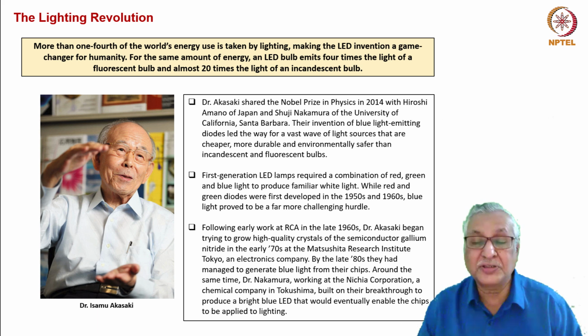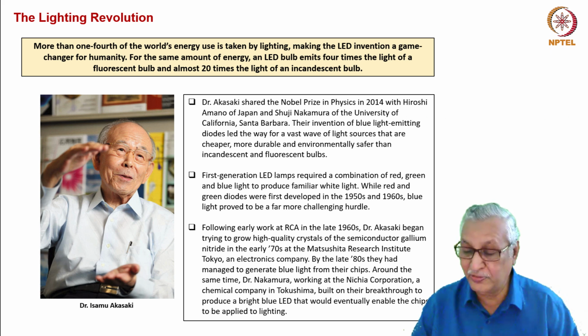By the late 80s, they had managed to generate blue light from their chips. Around the same time, Dr. Nakamura, working at the Nichia Corporation, a chemical company in Tokushima, built on their breakthrough to produce a bright blue LED that would eventually enable the chips to be applied to lighting. Therefore, the universities provided, along with research centers, a great breakthrough for humanity in terms of energy generation and energy usage.